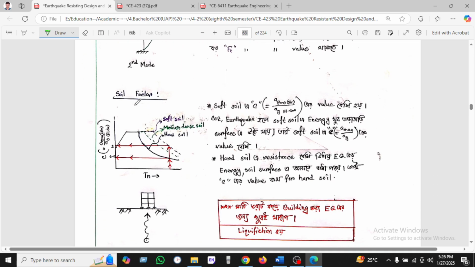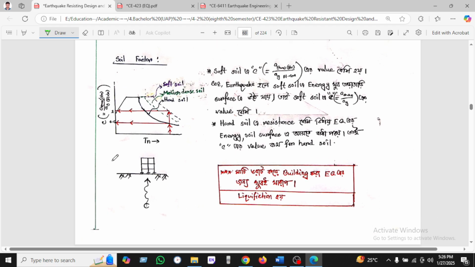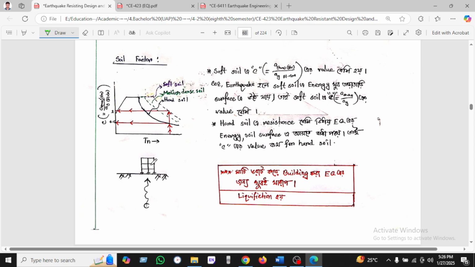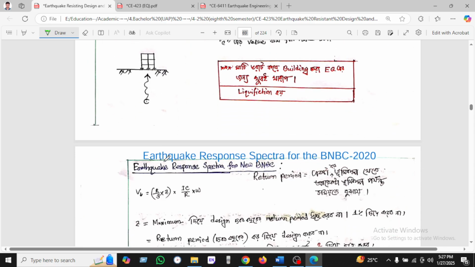So the soil factor, we have seen C, which is given as the maximum from the structure divided by the maximum from the earthquake, and it comes from the value of C, which is the structural response. Okay. So note that if we fill the soil, then the filled soil is very hazardous and very dangerous for earthquake.